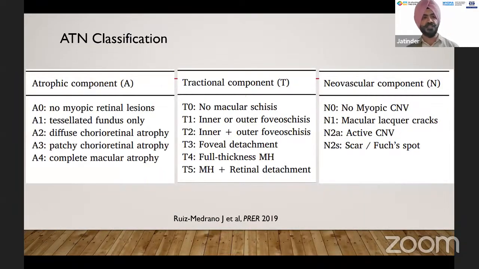A very elaborate and comprehensive classification was given by Ruiz-Medrano. Just like TNM classification for tumors, they gave classification as atrophic component, tractional component, neovascular component, which are independent of each other, but can coexist at different stages. So atrophy was with no myopic retinal lesions as A0, then A1, 2, 3, 4 as described in the previous studies. And tractional component was inner or outer foveal schisis as T1. When both are present, T2. When foveal detachment is present, T3. T4 as full thickness hole, and when coexisting with retinal detachment as T5. Neovascular component with just lacquer cracks N1, and active CNV was labeled as N2A, and scar was N2S.